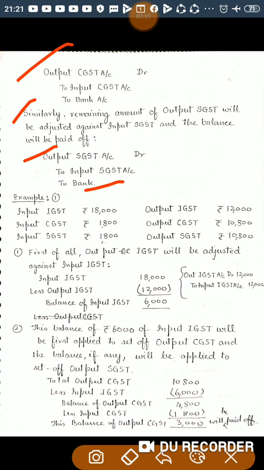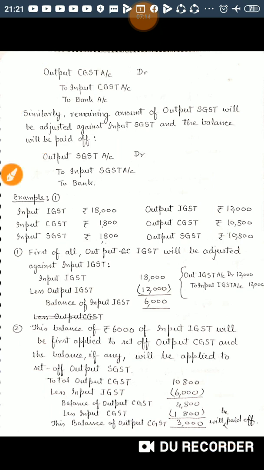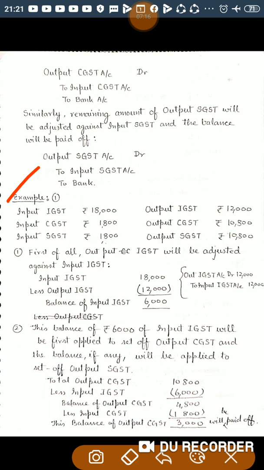To understand this concept, I have taken an example. Suppose input IGST is given as 18,000 and output IGST is given as 12,000. In the same way, input CGST is given as 1,800 and output CGST is given as 10,800. In the same way, input SGST is 1,800 and output SGST is 10,800.